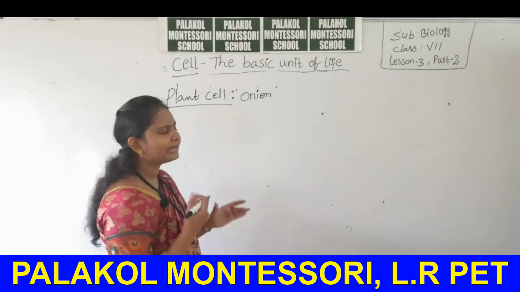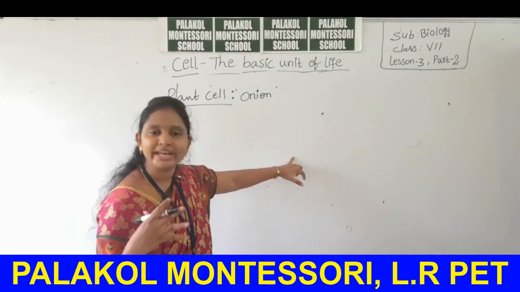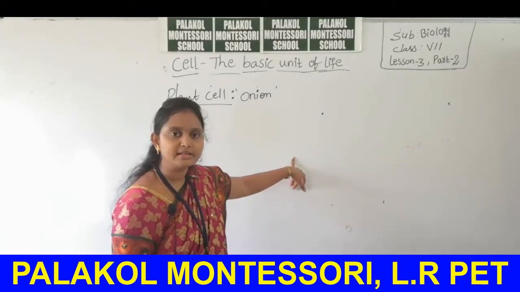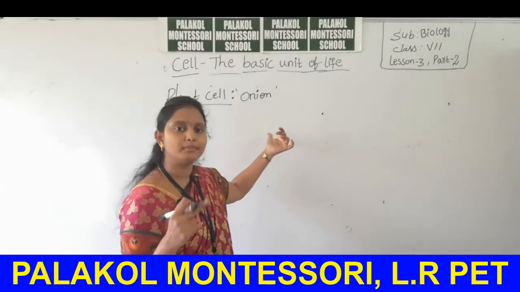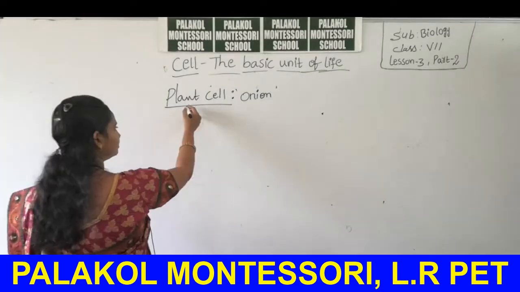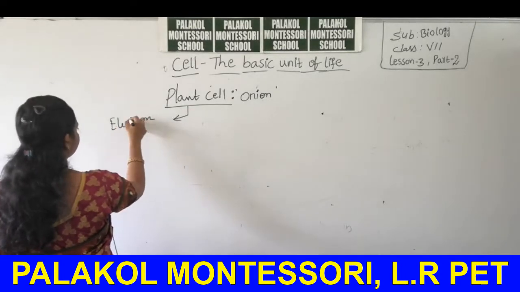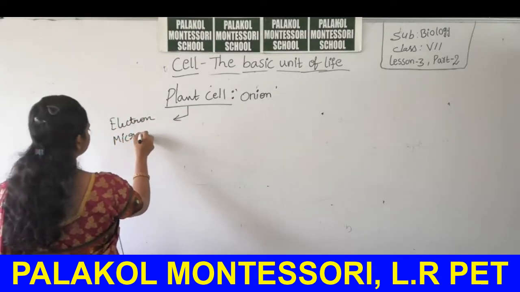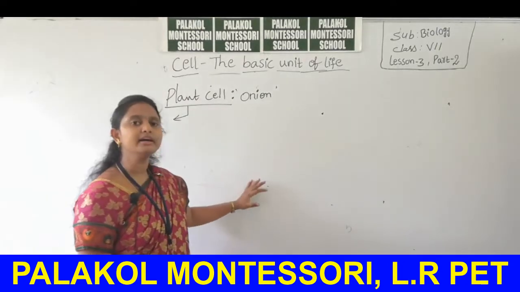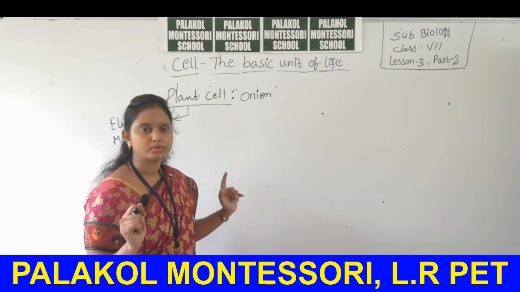Let us observe the nucleus present inside the onion cell. We already observed the cell arrangement in the onion peel, but we couldn't observe the nucleus. So our theme here is to observe the nucleus present in the onion cell. To observe the nucleus in detail, we want to take an electron microscope, because I want to discuss the detailed structural information of the nucleus.